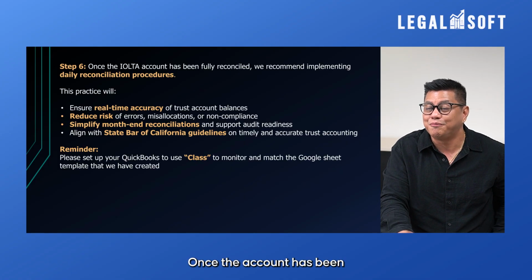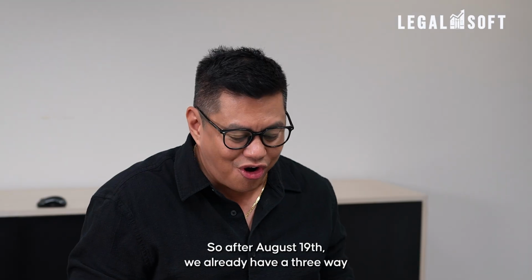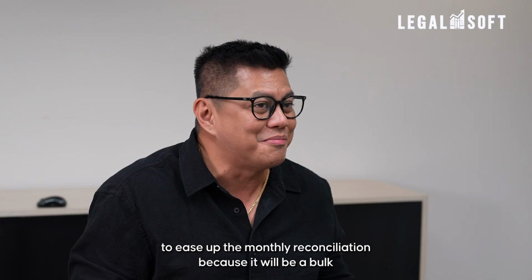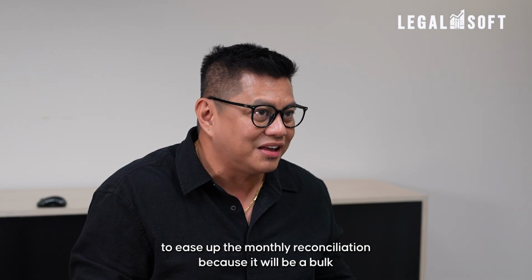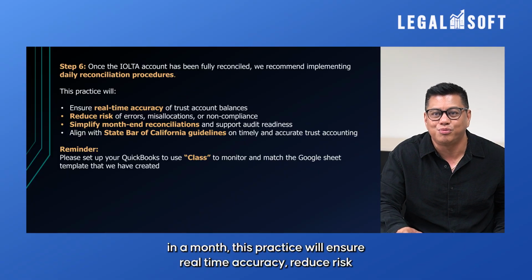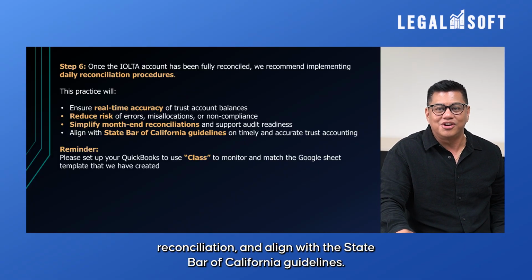Once the IOLTA account has been fully reconciled, we recommend implementing the daily reconciliation procedure. After August 19, we already have a three-way daily reconciliation to ease the monthly reconciliation, because it will be bulk if you have a lot of deposits and disbursements in a month. This practice will ensure real-time accuracy, reduce risk, simplify month-end reconciliation, and align with the State Bar of California guidelines.